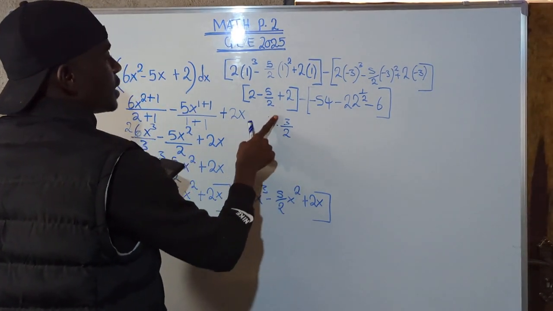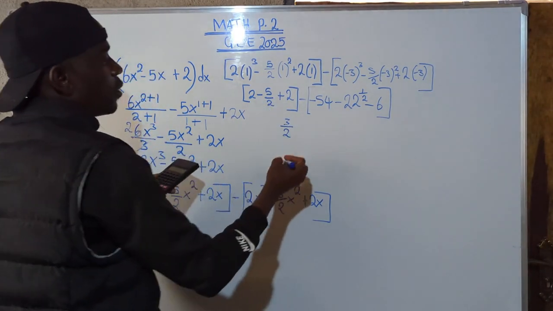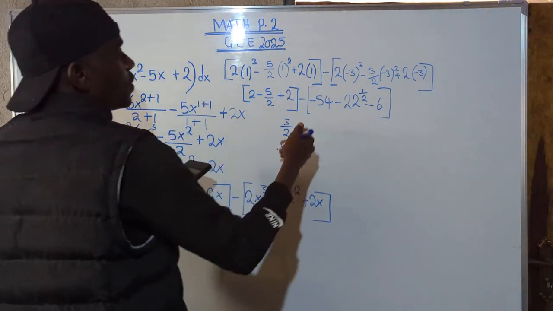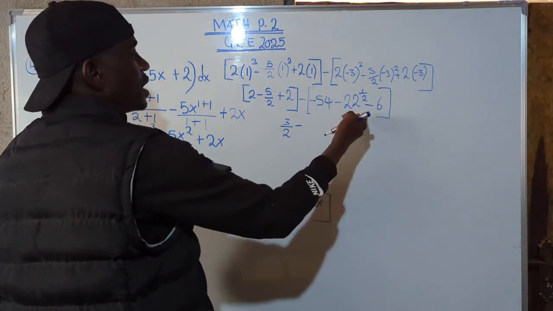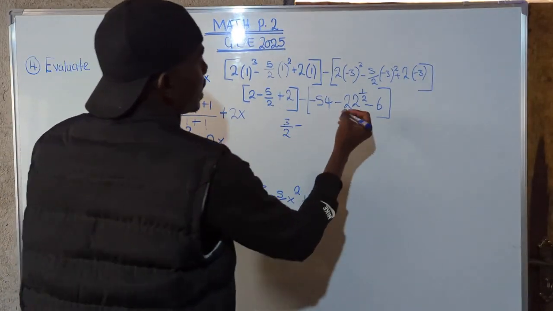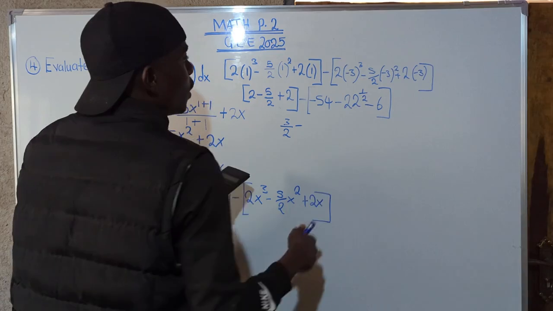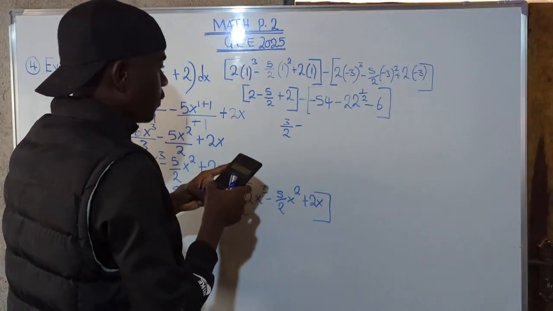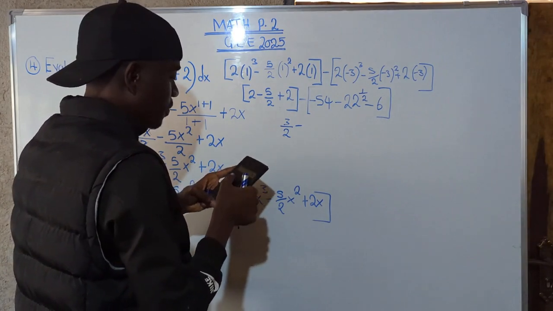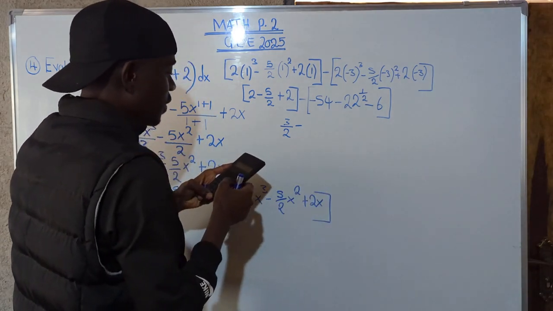So I can just wrap this. 3 over 2. Everything is 3 over 2 minus. Then what are we going to have there? So to simplify it, we can change this one. So to change this one, just say 2 multiplied by 22, 44 plus 1, it will be 45 over 2. So this is 45 over 2. Then minus 54 minus 45 over 2. Then minus 6.